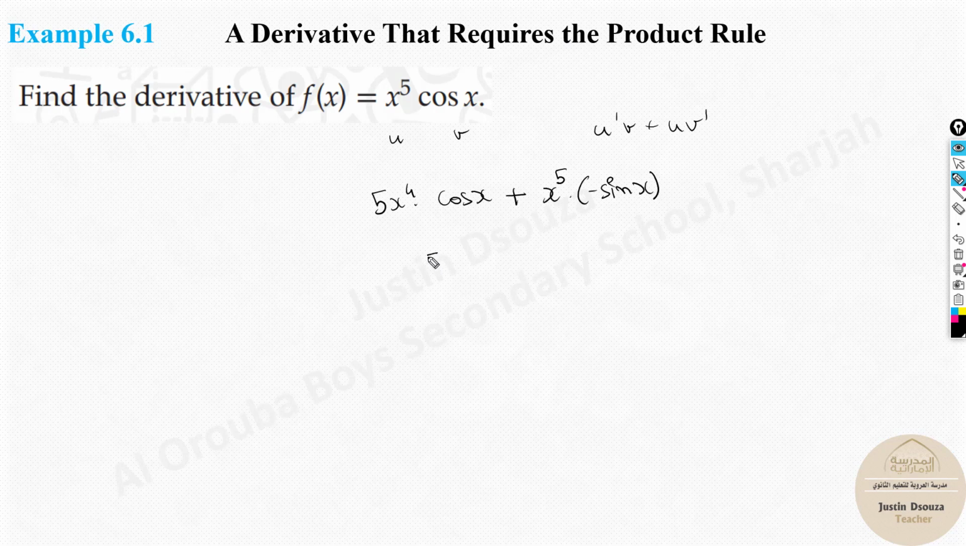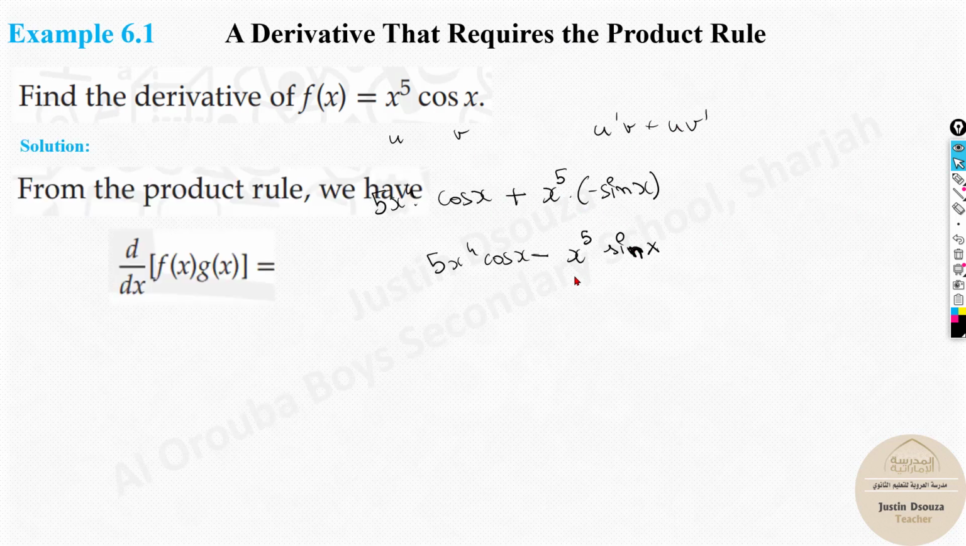That's it. You can rearrange and write this as 5x to the power 4 cos x plus x power 5, okay, sorry, I meant to write minus. This is sine x, but the thing is it'll become minus, so I'll just erase this plus. It's just minus here, okay? Why? Because this minus sign is multiplied outside. This would be the answer. Very straightforward. Apply the product rule and simplify as much as you can.